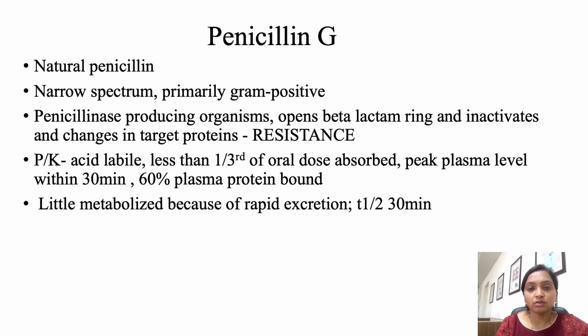So moving on to the individual penicillins. Penicillin G is the natural penicillin, and we also have different other penicillins which we will be seeing in the classification later, but penicillin G is the natural penicillin. Okay, which was first discovered by Alexander Fleming. That is also very important.